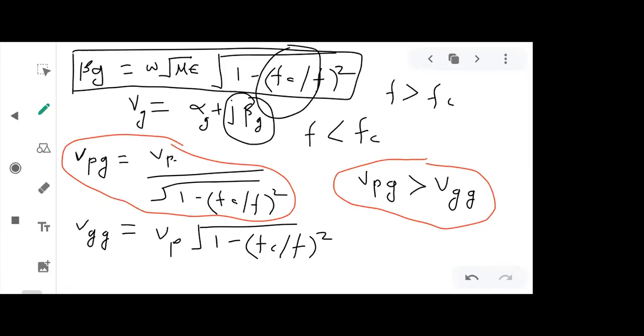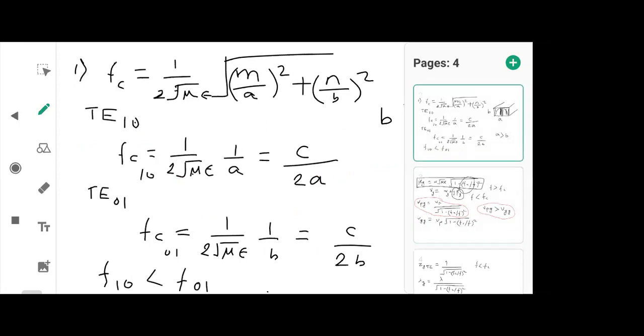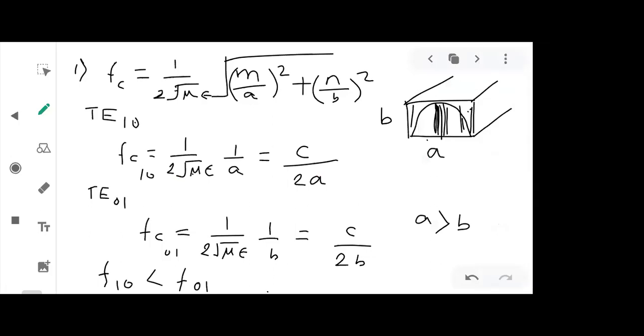Yes, sir. Can you go back one more slide? Okay. This is the first formula, cutoff frequency. Yeah, the formula is there, and with the help of this formula, we learned what is the meaning of dominant mode.